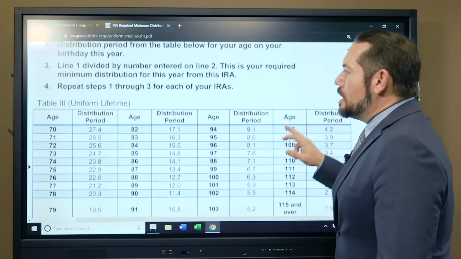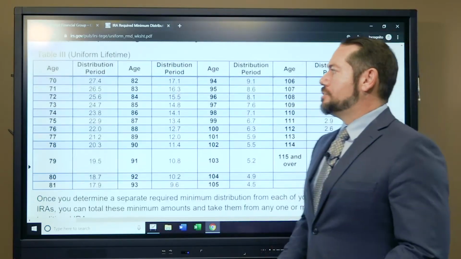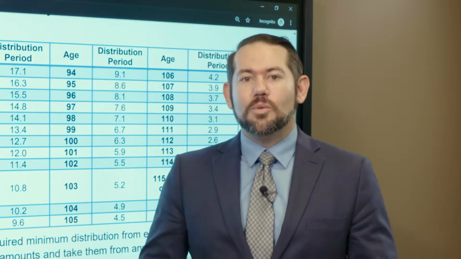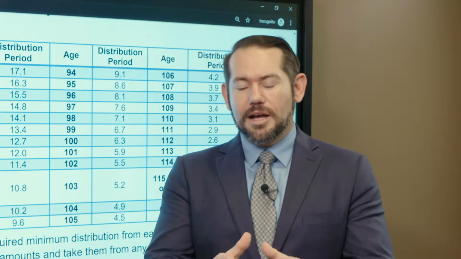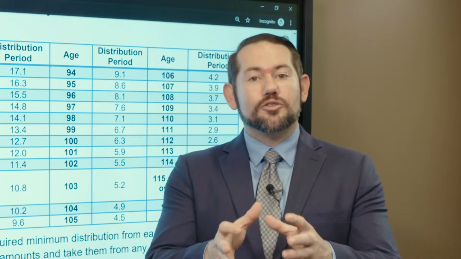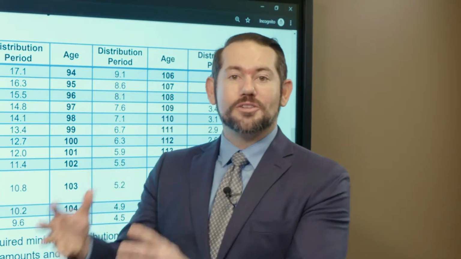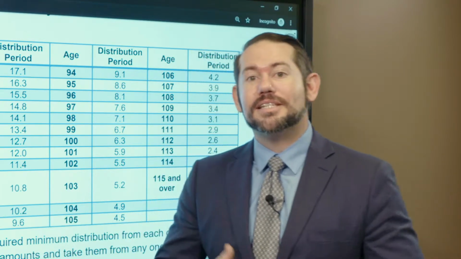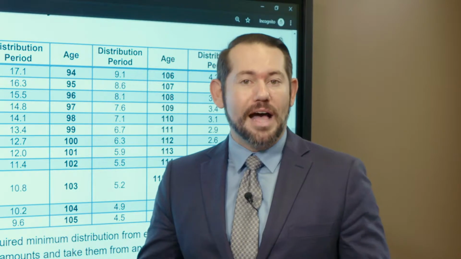So one thing that we like to do for clients, when it comes to a required minimum distribution strategy, especially if we own stock, is to do an in-kind transfer of those shares out of the IRA and into our non-IRA investment account. But the timing of when we do this could be pretty valuable to you.